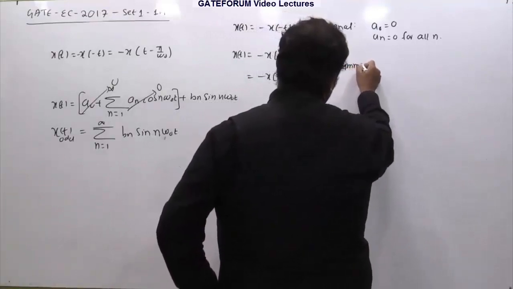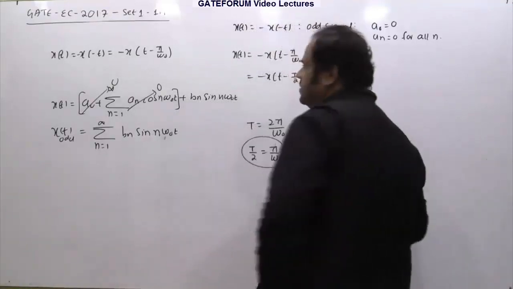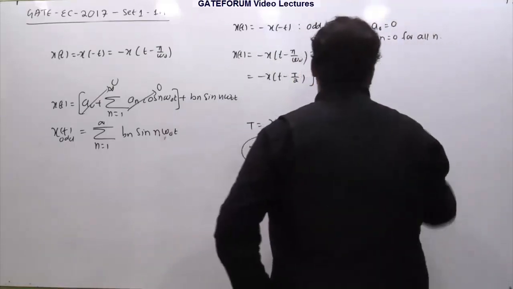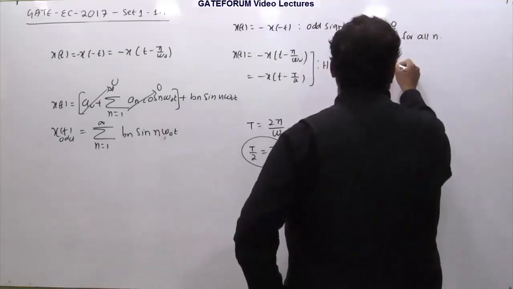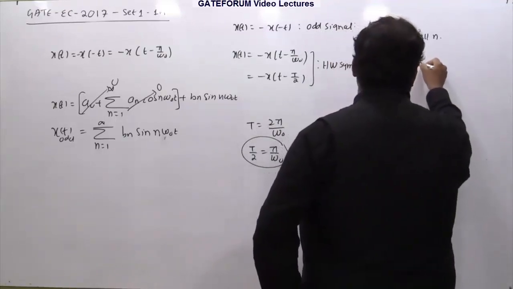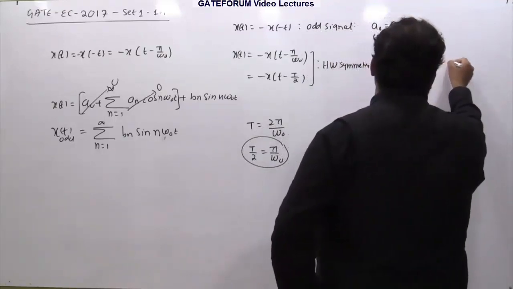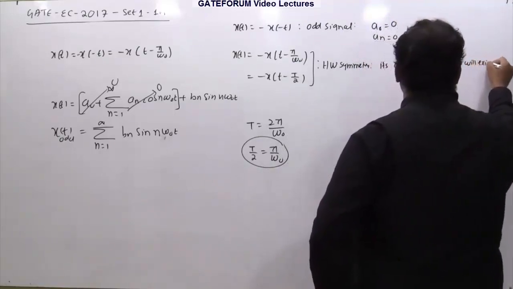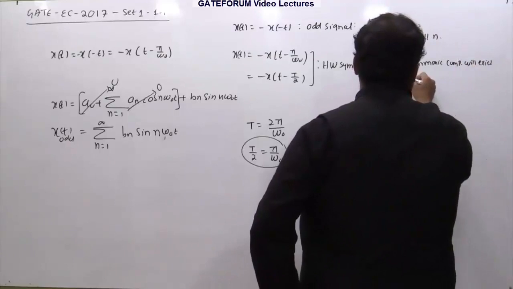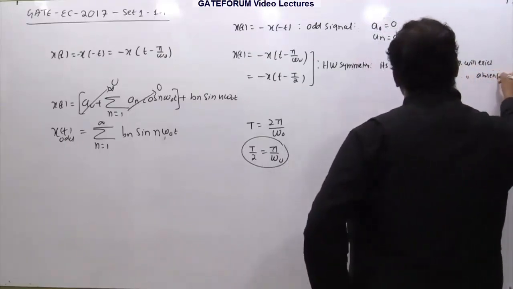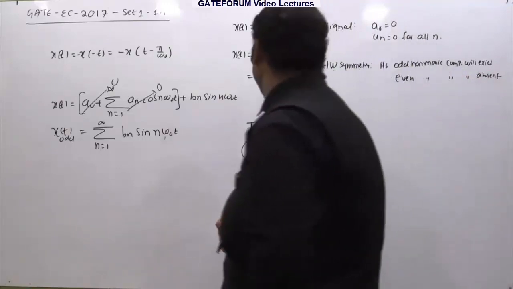And what happens in half-wave symmetry? What is the consequence of half-wave symmetry? If a signal is half-wave symmetric, it means its odd harmonic component will exist. In other words, all even harmonic components will be absent. This is what the meaning is.